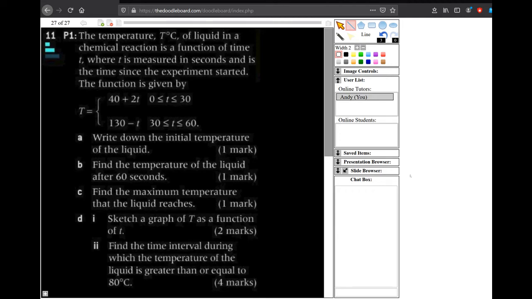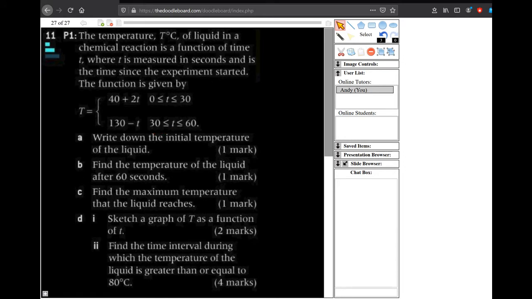Okay, so this video is going to be about doing a question about piecewise linear functions. So I'm going to do this question here. It says the temperature T degrees of a liquid of chemical reaction is a function of time t, where t is measured in seconds, and the time since the experiment started. The function is given by the piecewise function T equals 40 plus 2t between t is 0 and 30, and then it's 130 minus t when t is between 30 and 60.